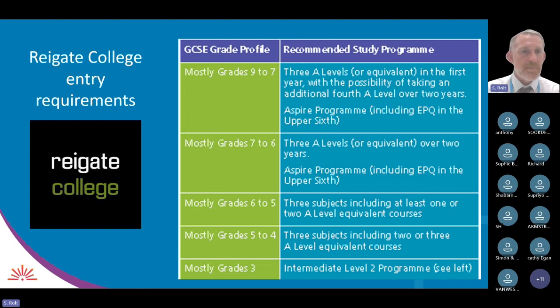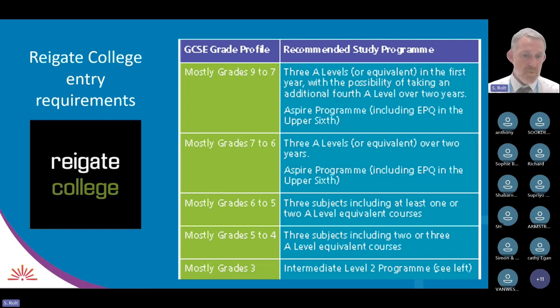If students are mostly grades 6 to 7, then they also will be able to study 3 A levels over 2 years and be on the Aspire programme in the same way. Both of those include the option to do the EPQ, which I mentioned earlier. And the difference is that for some students who get mostly grade 7 to 9, then they will have that option of studying a 4th A level. However, that 4th A level, very often that is further maths. So it's very often where the students will do maths A level and further maths.